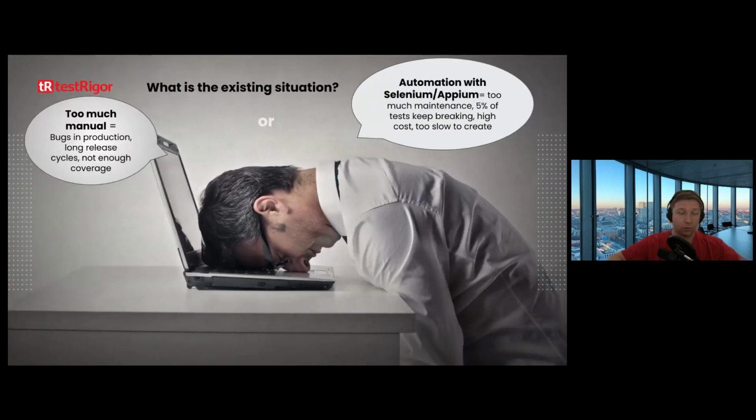All right, so what's the existing situation right now? Because if there are 30% of test cases covered, there is not much usually choice, right? Either too much manual, which is a lot of bugs in production, long release cycles, not enough test coverage, or usually it's Selenium, Appium or record and play tools, where it's exceptionally hard to maintain and relatively slow to create.